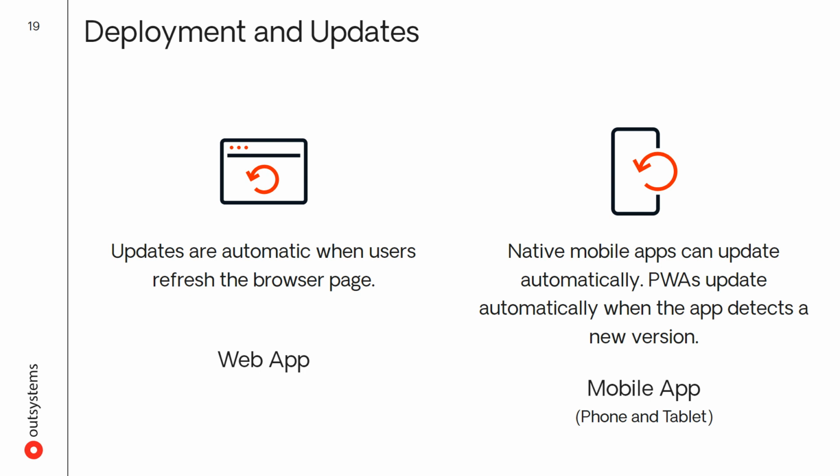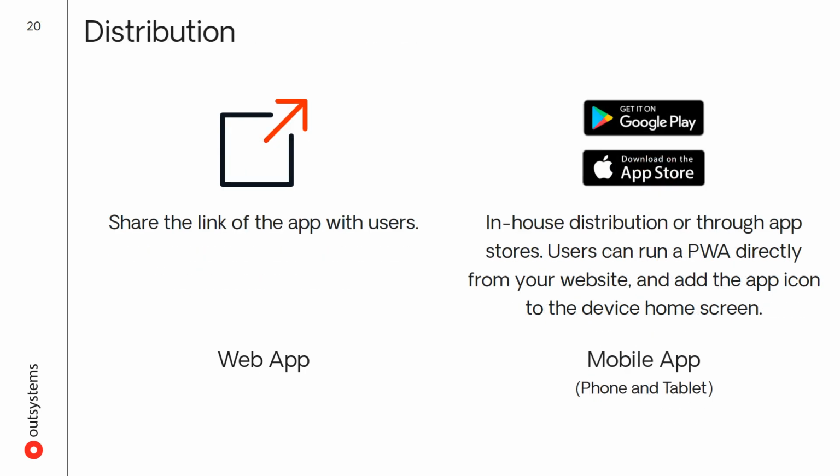The way you deploy to give users the latest and greatest version of your app is also different. With web apps, users have to refresh the browser page, while mobile apps allow for automatic update mechanisms. If you plan to distribute your app via app stores, then mobile is the best choice. Mobile apps can also be distributed as a PWA, and in that case, any supported browser will allow you to add the app icon to the home screen. Web apps, on the other hand, are always accessed via a URL.